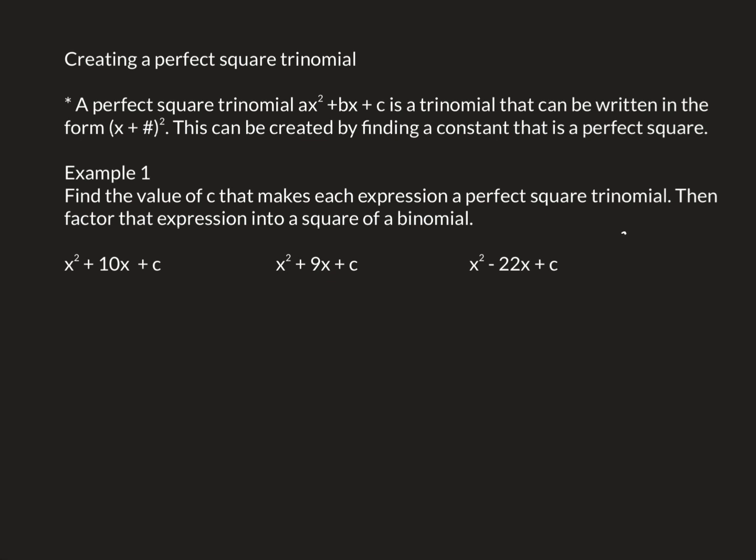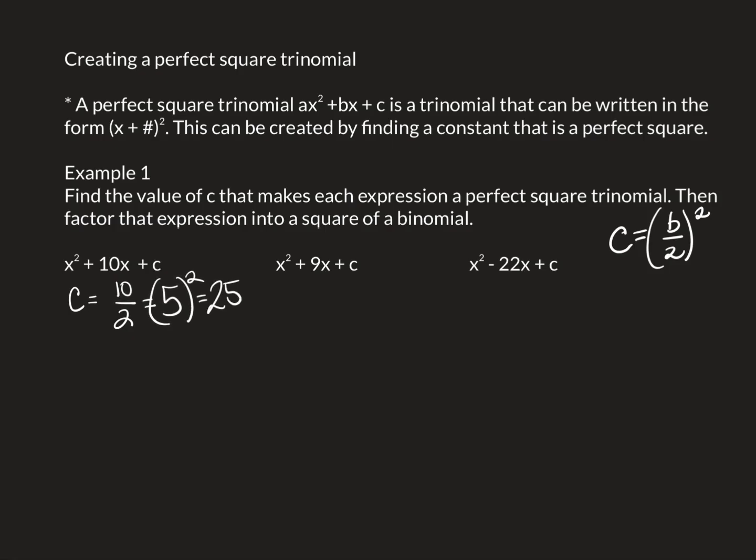To find your new constant, that's your c, you're going to take your b value and divide it by 2, and then you're going to square that number. So let's look at the first example underneath example 1. To find your new c value, you take your 10, which is your b value, divide it by 2, that gives you 5, and you square that answer, that gives you 25.